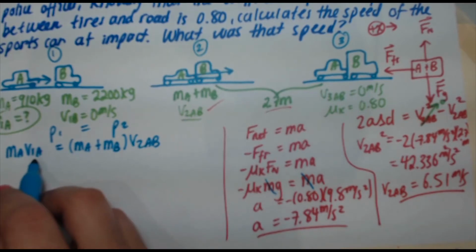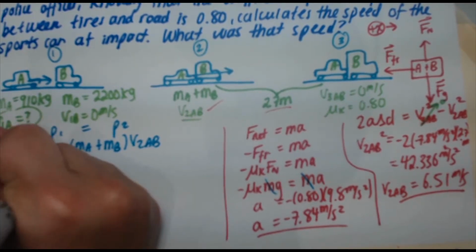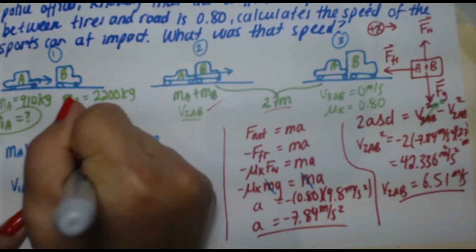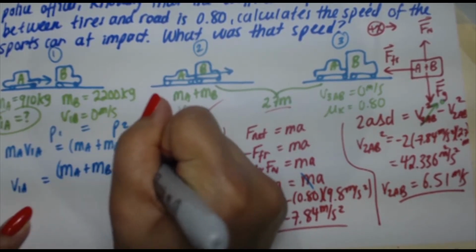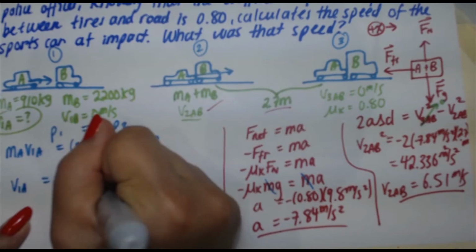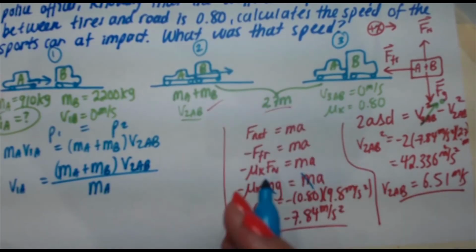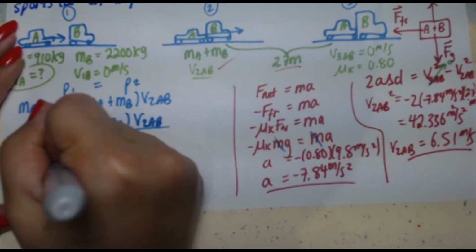Okay, we're trying to solve for V1A, right? So we're going to isolate for that. V1A equals MA plus MB, in brackets, times V2AB, over MA. So at this point, you just have to plug in your values and crunch the numbers.